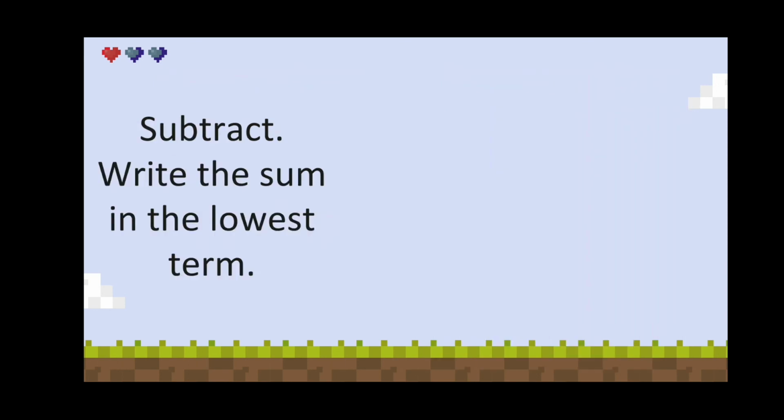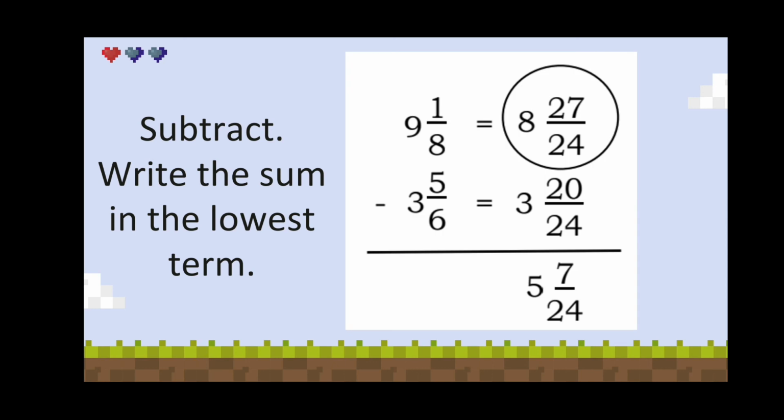Now, let's subtract. Write the difference in the lowest term. So, from 9 and 1 over 8, naging 8 and 27 over 24 siya. And then, yung 3 and 5 over 6, naging 3 and 20 over 24. So, isa-subtract natin ang whole numbers. 8 minus 3 equals 5. And then, for numerators naman, 27 minus 20 is equal to 7. And then, just copy the denominator.